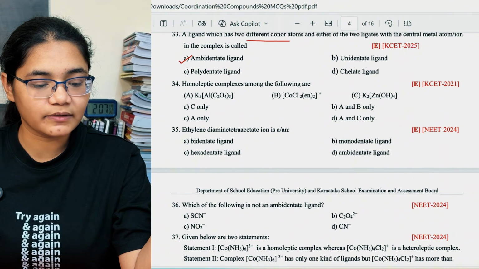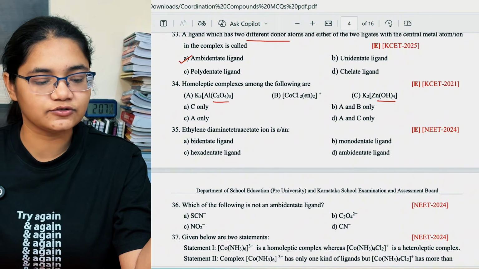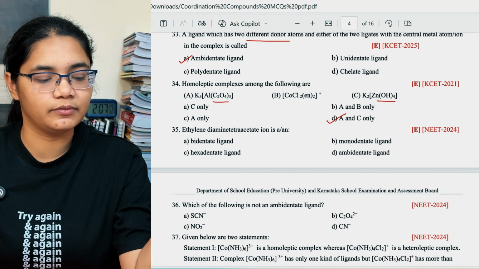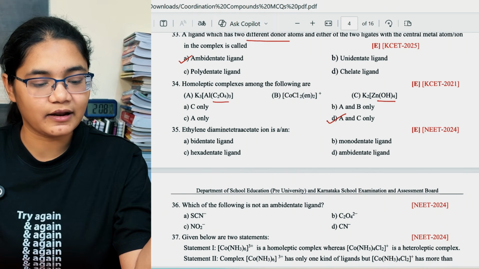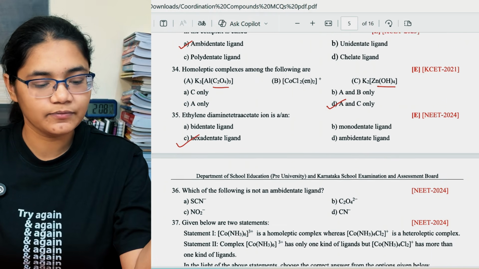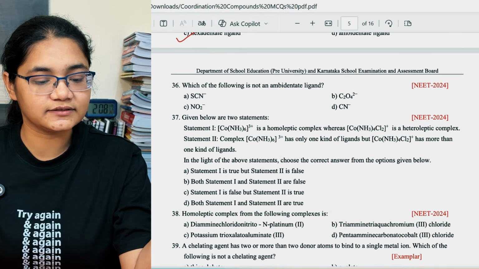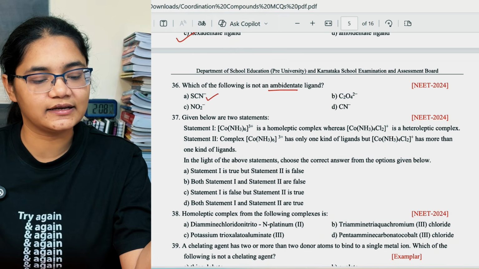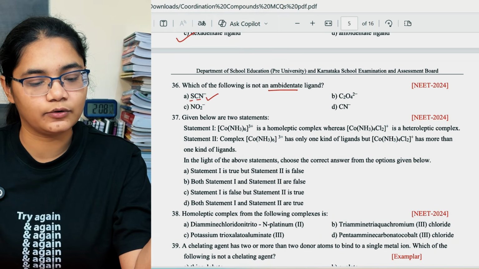The homoleptic complexes among the following are, you can see here it is homoleptic and here it is homoleptic, A and C, that is option number D. Then ethylene diamine tetraacetate, EDTA, it is a hexadentate ligand, so option number C. Next is which of the following is not an ambidentate ligand? SCN is ambidentate because both S and N can donate.